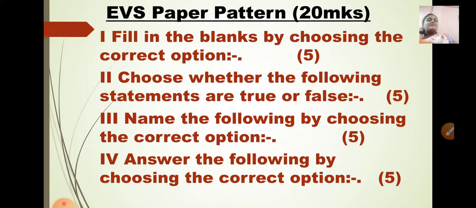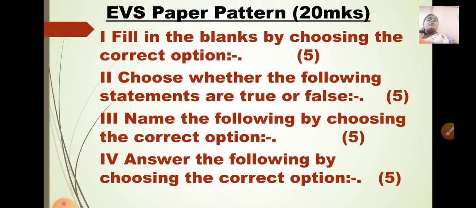Okay, it is going to be same for EVS 1 and EVS 2. So your EVS paper is going to be total of 20 marks. In that, look at the first Roman number. Fill in the blanks by choosing the correct option. That will be of 5 marks. So you are going to fill in the blanks and you are going to choose the correct options. So options will be provided for you and you are going to choose the correct option.